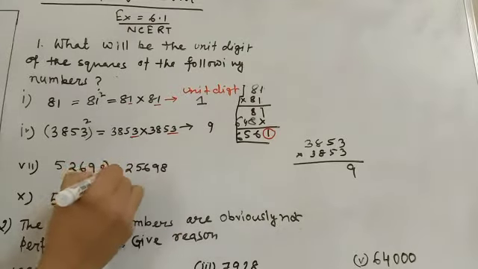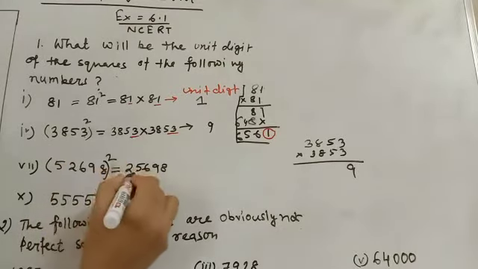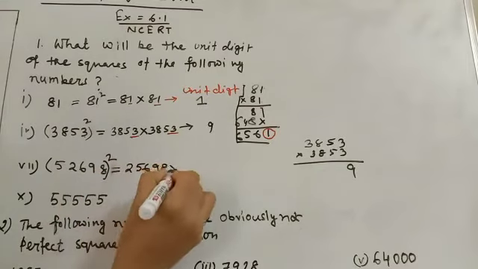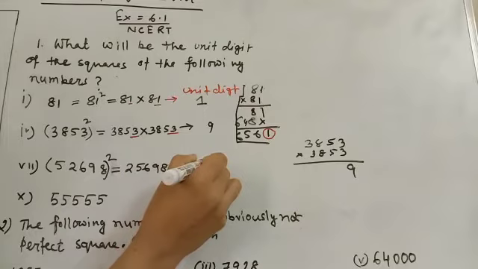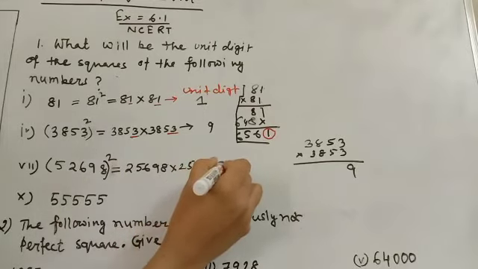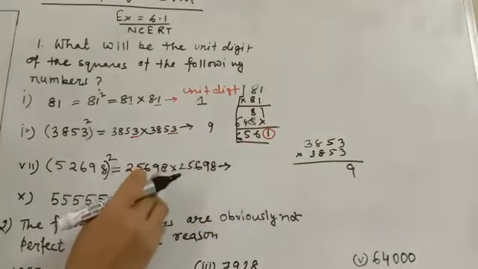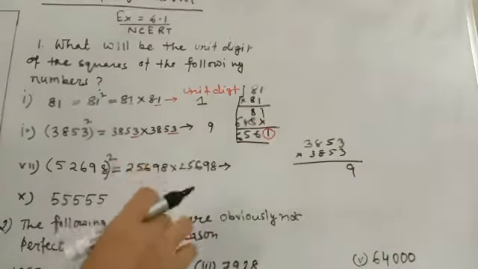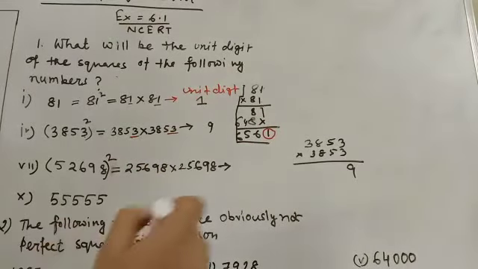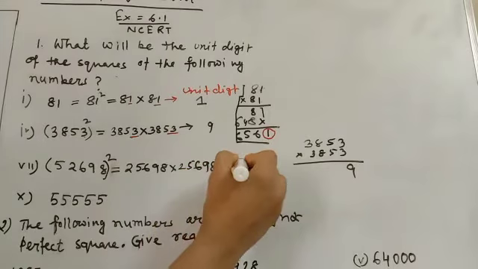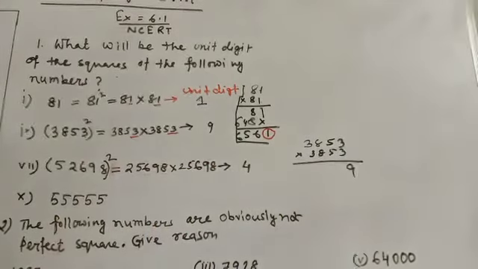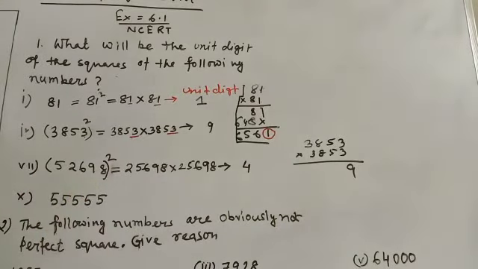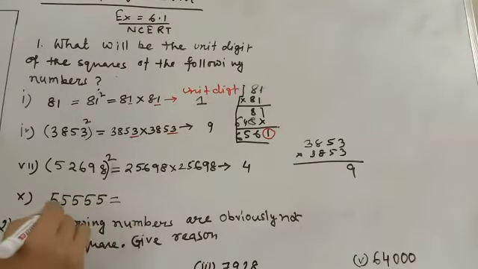When you are making the square of this number, 25698 into 25698, what will be the unit place digit? It will be 8 times 8, which is 64. So when it is 64, the unit place digit will be 4. Understood?